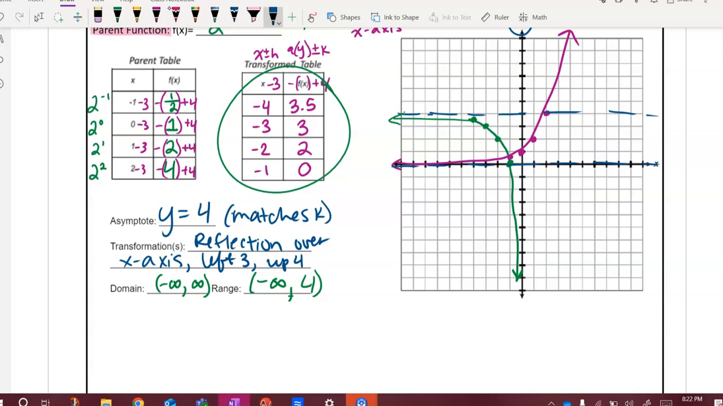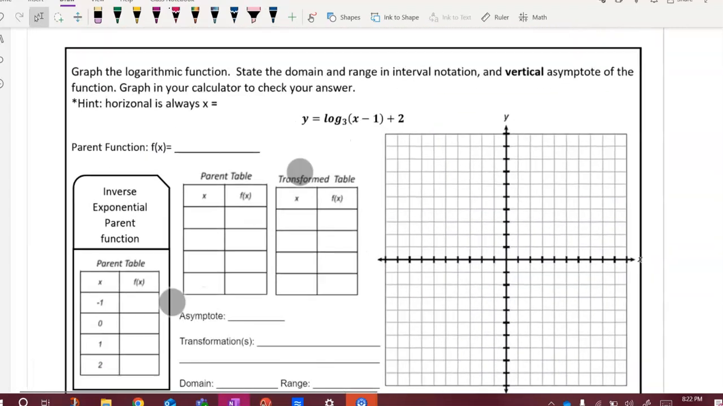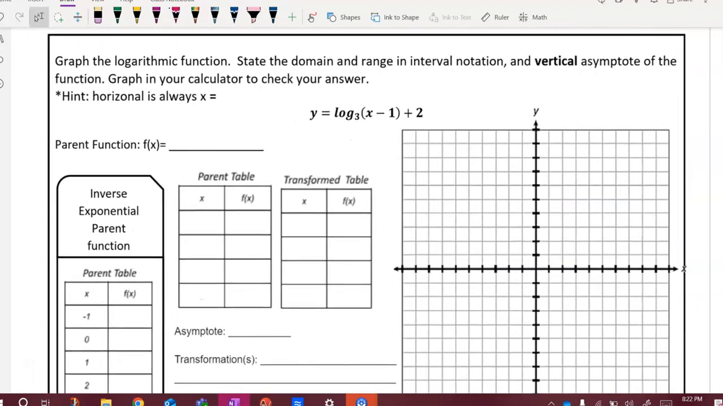Okay, so let's go ahead and continue to the next one. Now we're going to be graphing the log function. So same idea. Let's go ahead and get started. We need to start with identifying the parent function of the log. Anytime we identify the parent function, it is just the log, the base, and an x. That's it. Log, base, x.